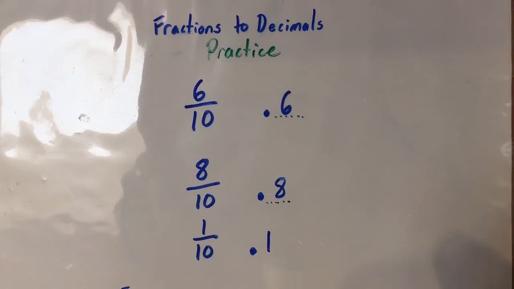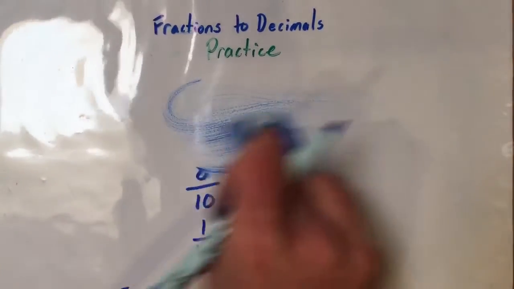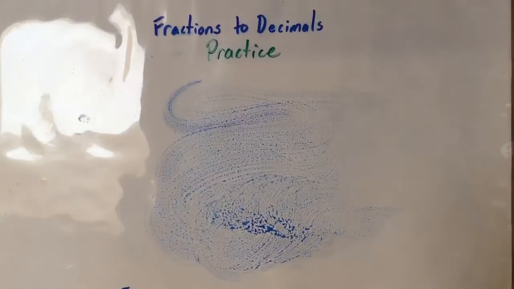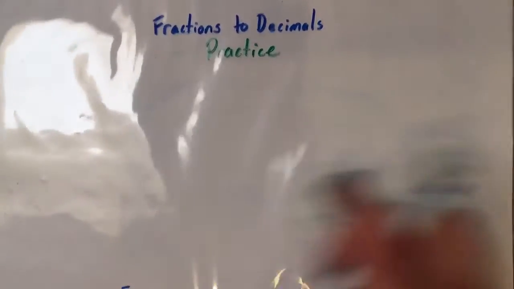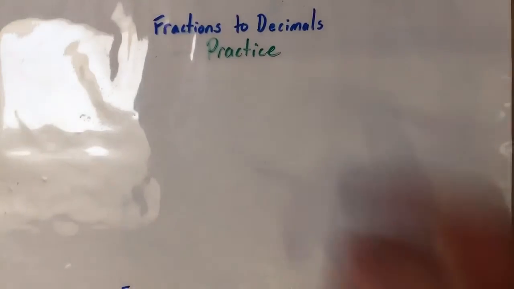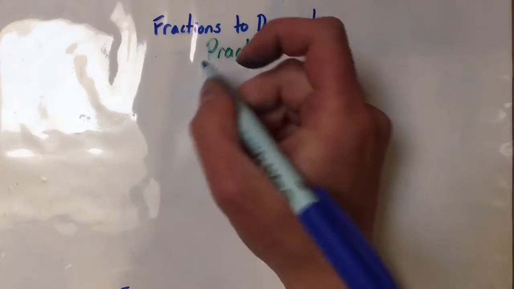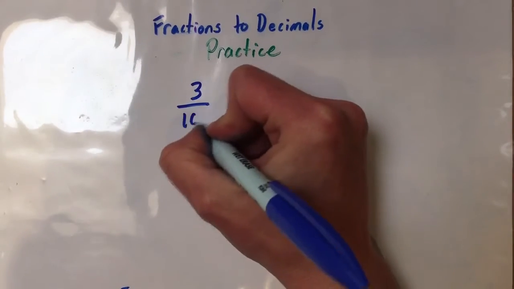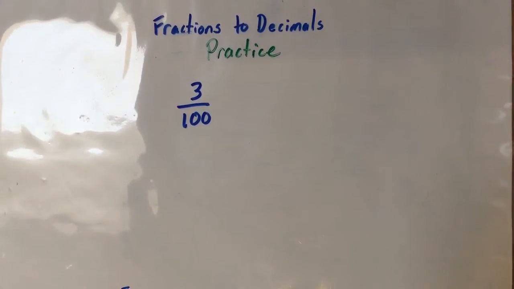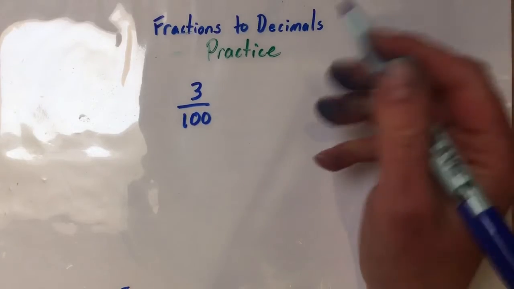Let's go ahead and do some practice with the hundredths place. Okay, so let's just start with something like 3/100ths. I want you to write 3/100ths as a decimal. 3/100ths will look like this.